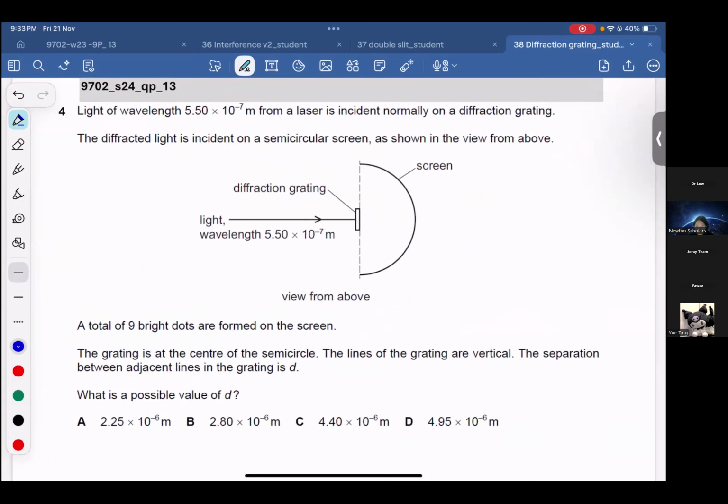This question is actually the same thing. They just reverse the process. They tell you the total is 9 dots showing on the screen. Can you tell me what is my maximum order number, my n? What is the maximum n that I can get? Any of you can tell me? Total, I got 9 dots.